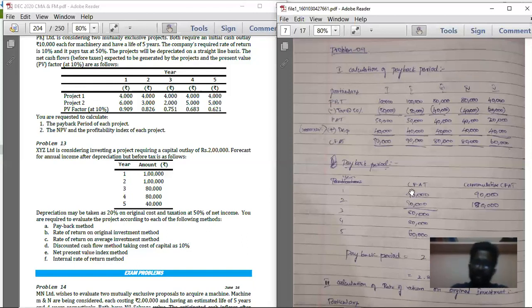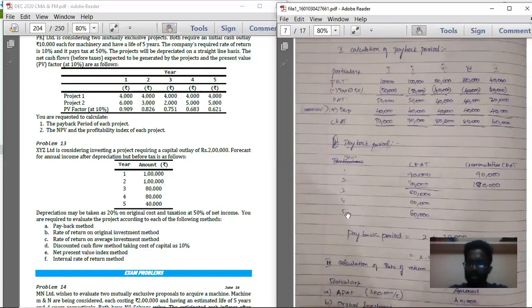So payback period: year, CFAT and cumulative CFAT. In respect of year, record 1, 2, 3, 4, 5. And in respect of CFATs, record one by one. First year 90,000, which you have calculated in the first statement. First year 90,000, second year 90,000, third year 80,000, fourth year 80,000, and fifth year 60,000.